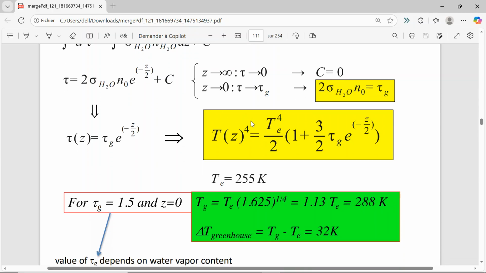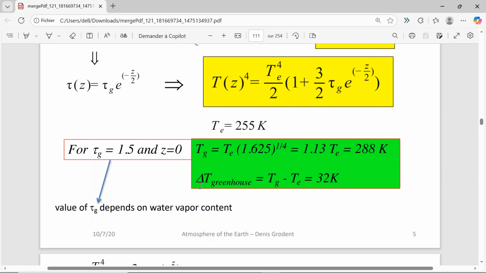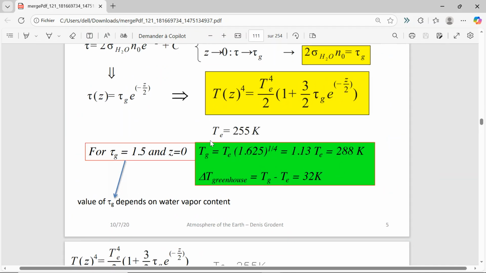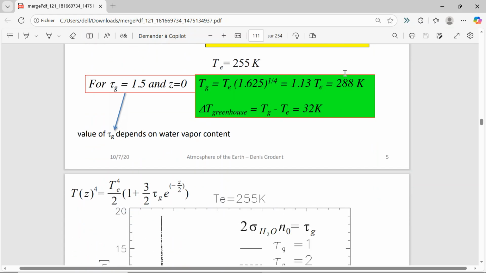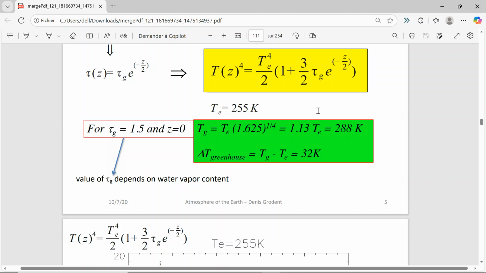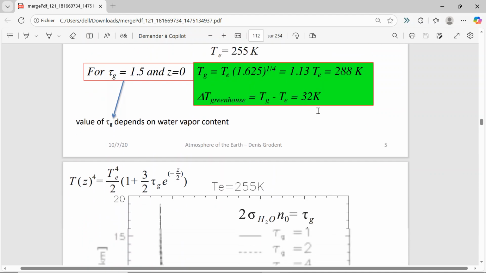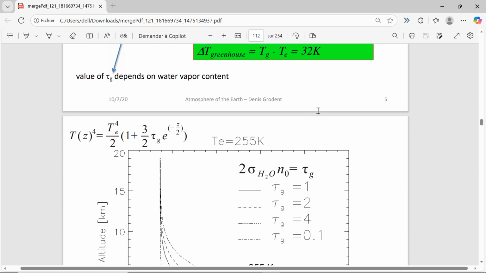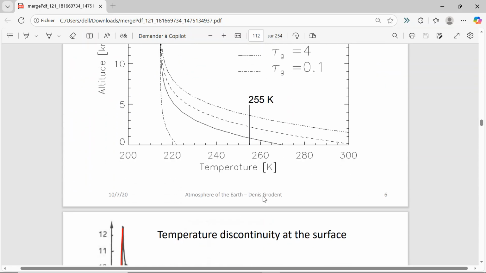So we find finally the profile of temperature, how this temperature is evolving. T(z) to the power 4 is equal to Te to the power 4 divided by 2, times 1 plus 3 over 2 tau g exponential minus z over 2. When tau g is equal to 1.5 and z is equal to 0, we can find the temperature of the ground, which is approximately 288. Right. So this is the temperature profile that we got at the end.